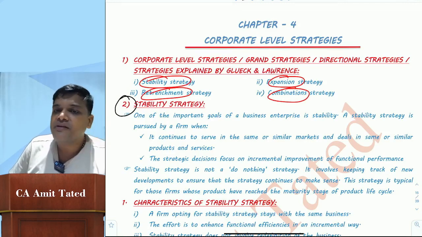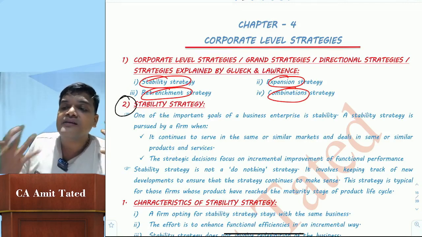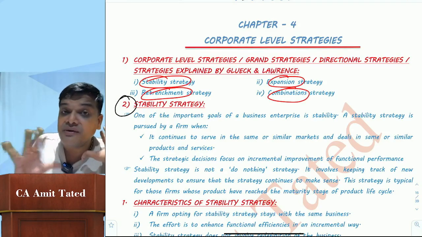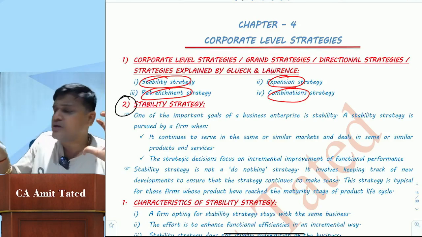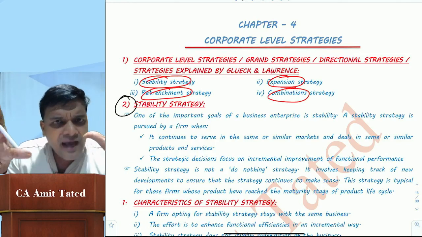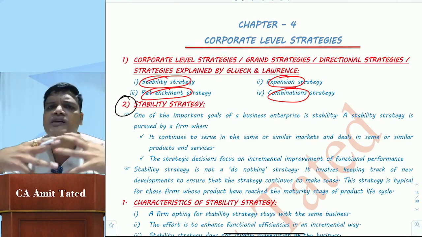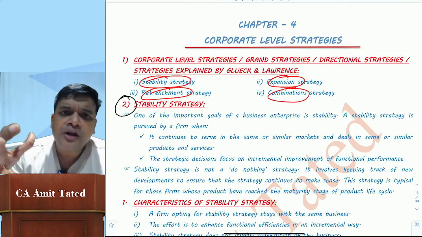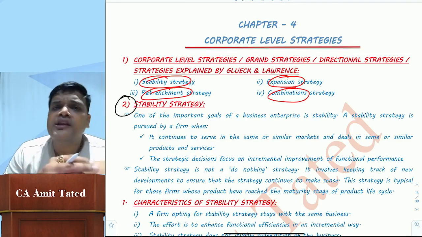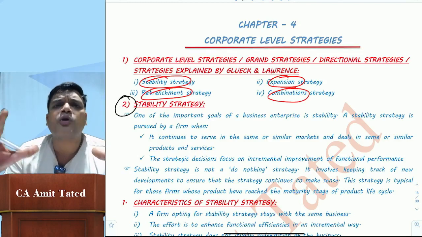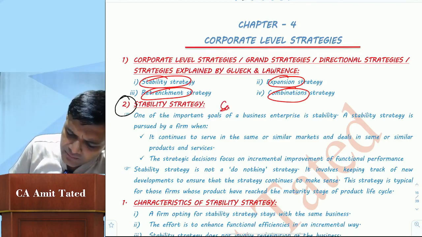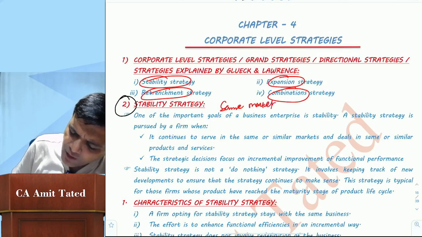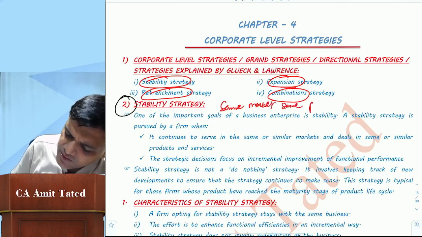Now please understand, when we discuss stability strategy, you need to understand a concept very clearly. When stability strategy is decided, stability does not mean doing nothing. Stability means just watching and not taking any extraordinary steps. I'm not thinking of expanding myself. I'm not thinking about any merger or acquisitions. I'm not doing any extraordinary thing. I'm not bringing a new product. I'm not going into a new market. I'm in the same market and same product. So remember one very important point: same market and same product. This is nothing but stability.